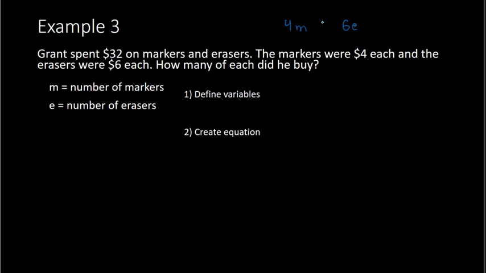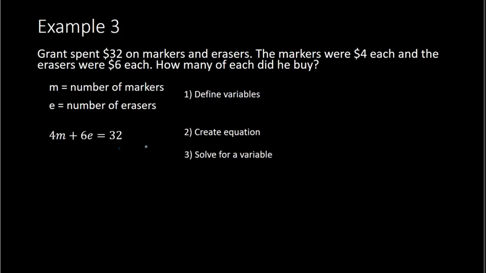And if we add that together, then we're going to get 32 as my total. And we see that typed up right here. 4m plus 6e equals 32. Now from this point, we have our equation. Now we need to figure out what our solutions are. So what is m and what is e?